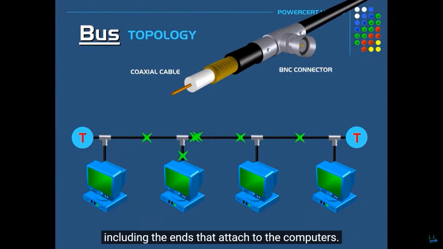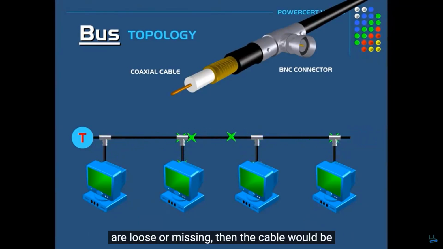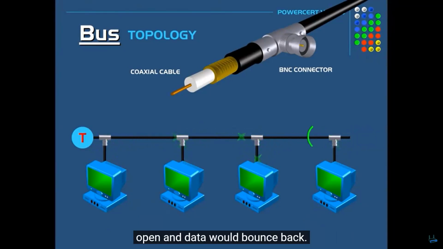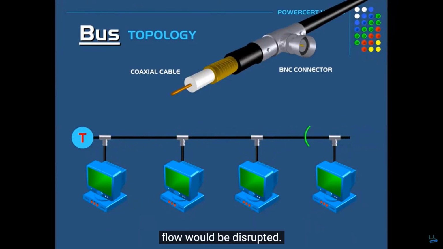attach to the computers. So if a computer is removed or if the terminators are loose or missing, then the cable would be open and then data would bounce back. And this bounce is known as signal reflection. And if this happens, data flow would be disrupted.